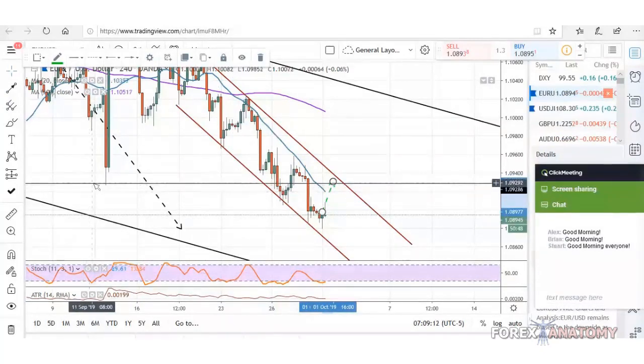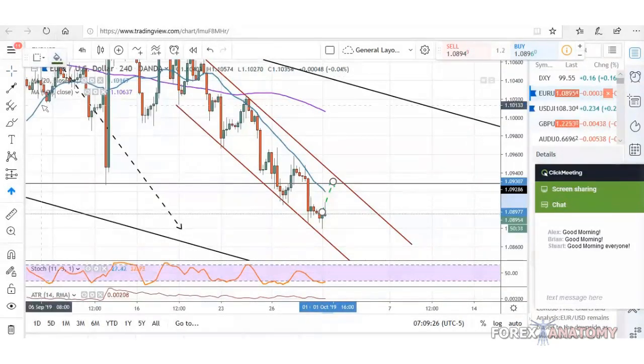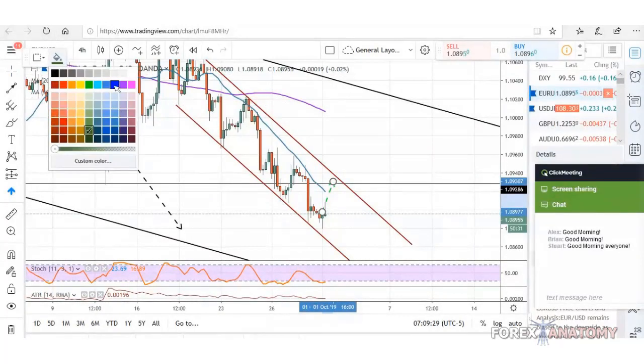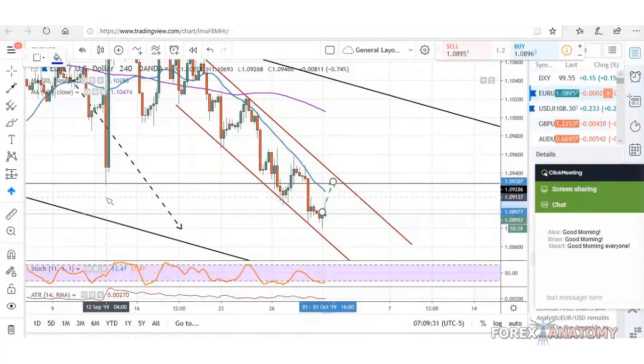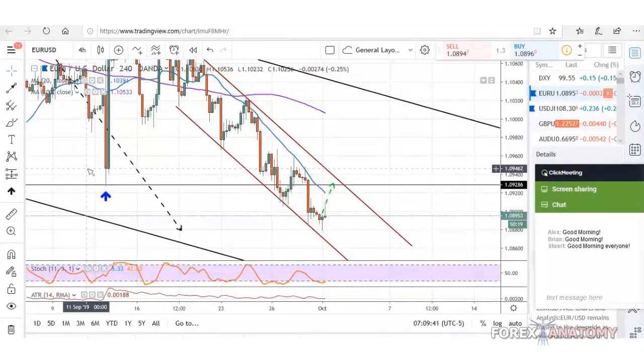So we have this low right here. This is a structure area that we have to pay attention to. Let me place an arrow in that area so that you can mark it and identify it. So we have this area right here, and this is a structure area. It's pretty apparent. Price fell strongly to this level right here at 1.0928 around this area, and then it bounced strongly from it.